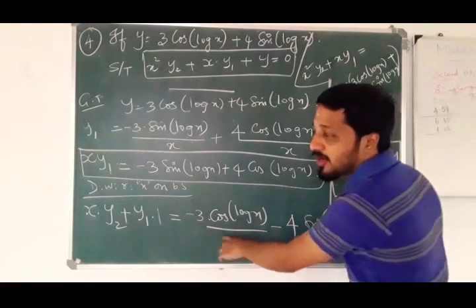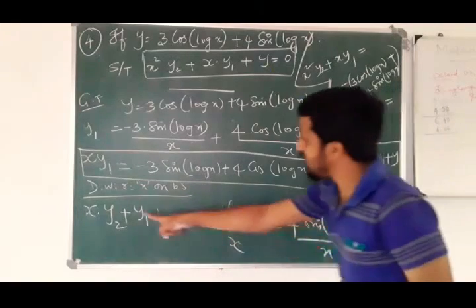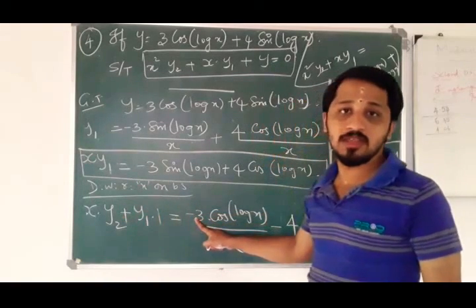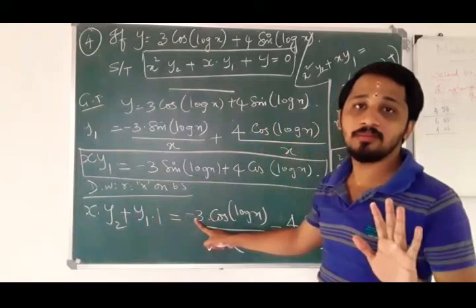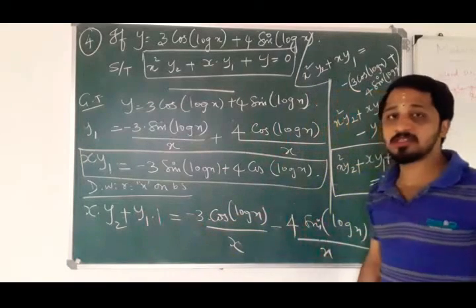This step is very important. After multiplying x over there, you are taking minus outside. That step is very important. Is it clear to everyone? Go through this.